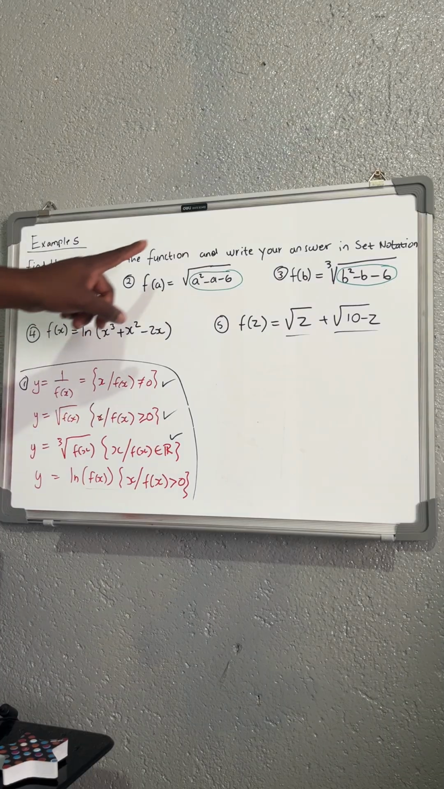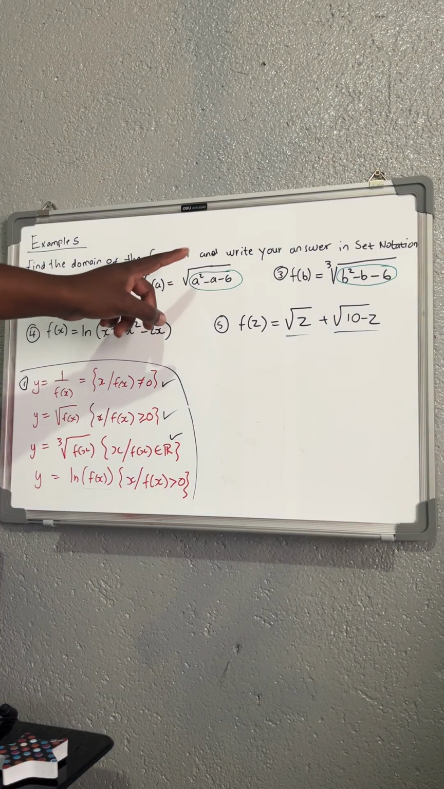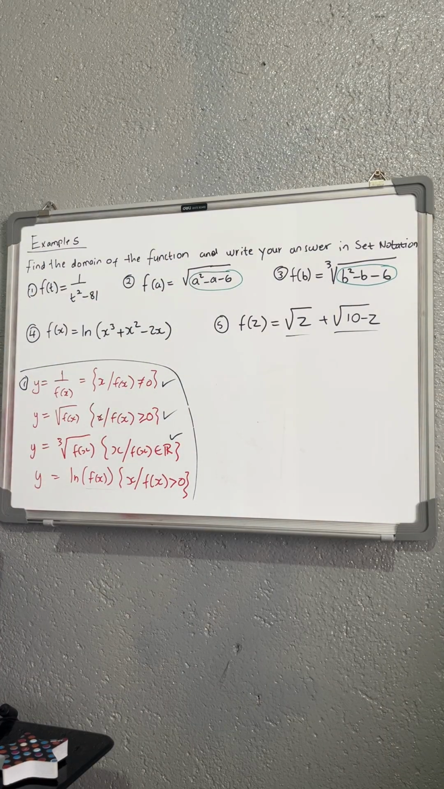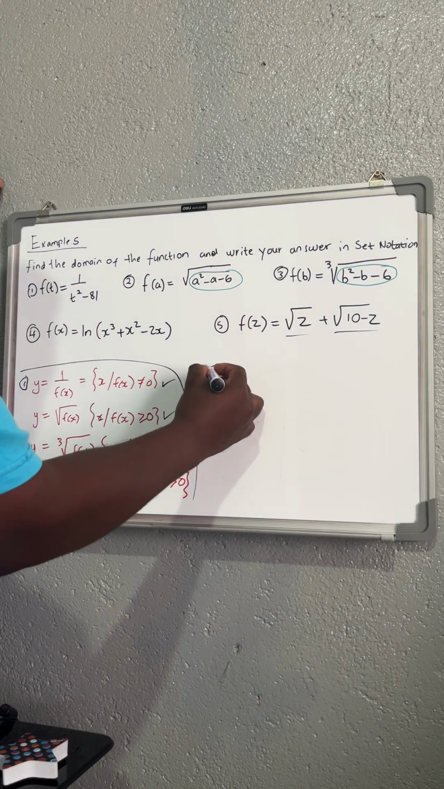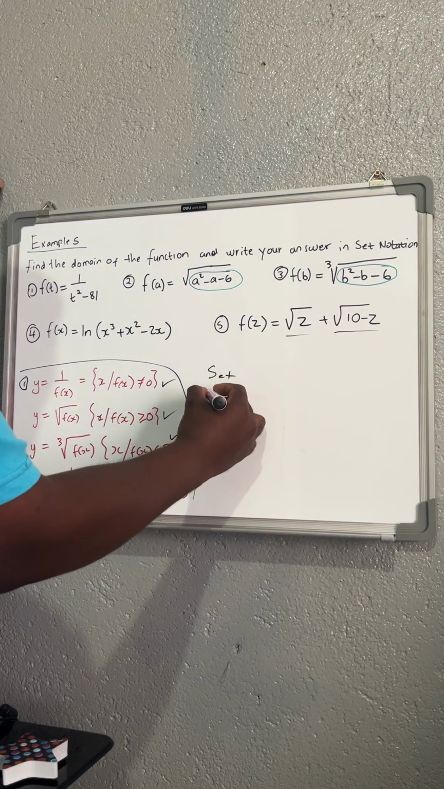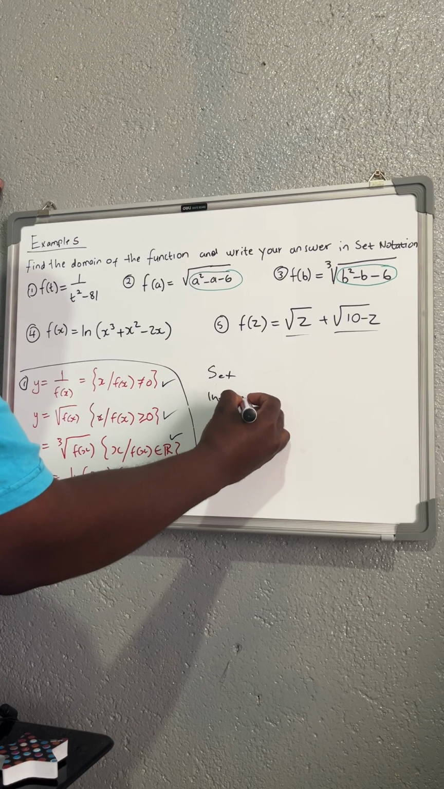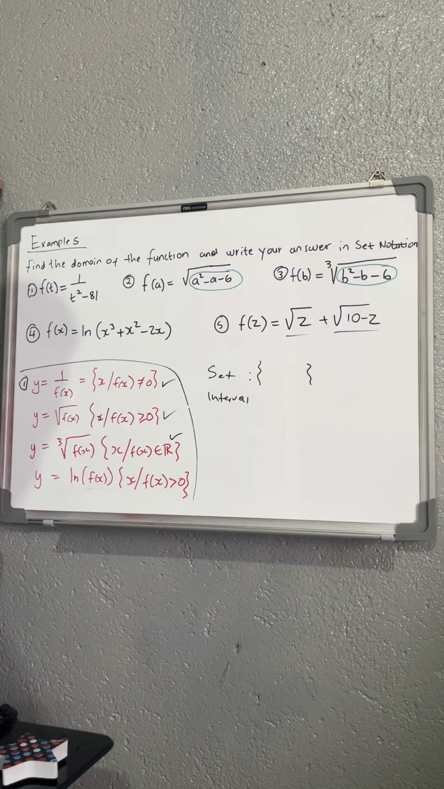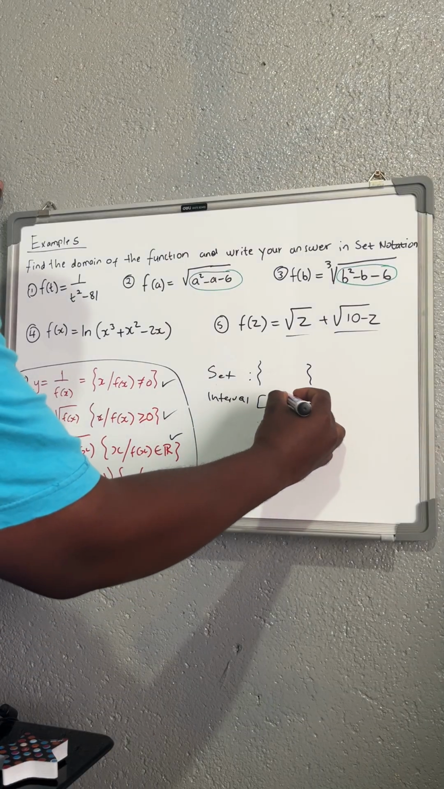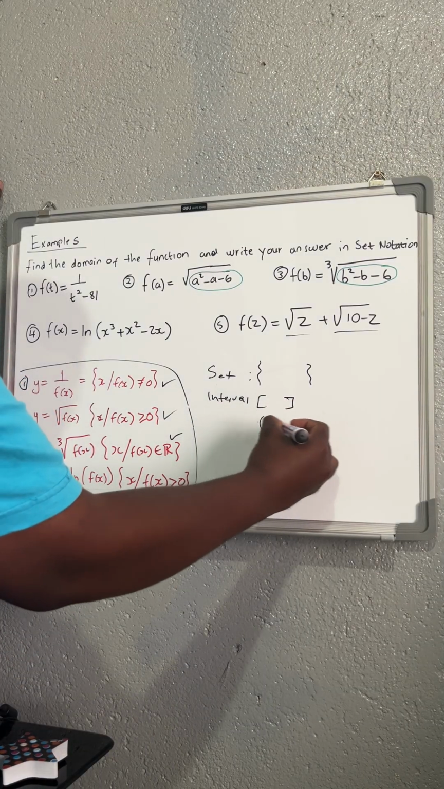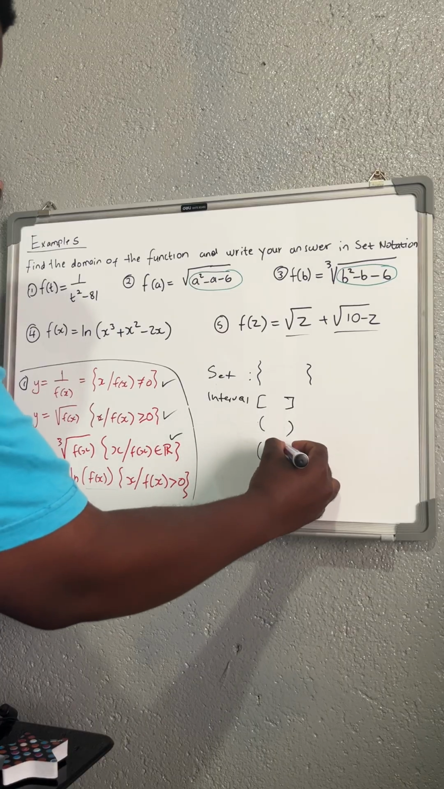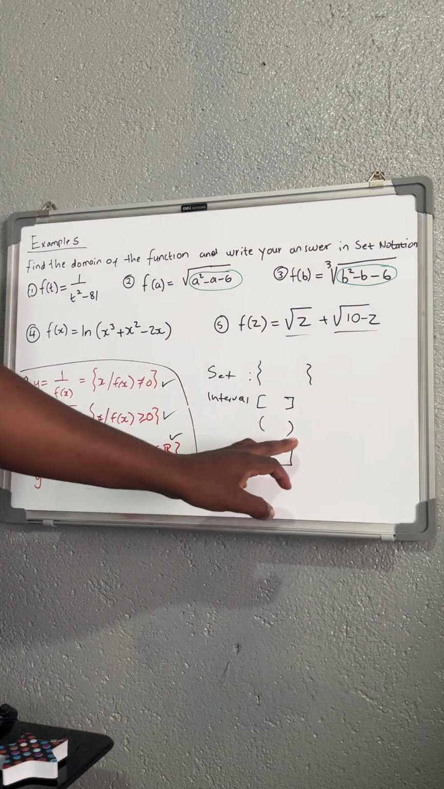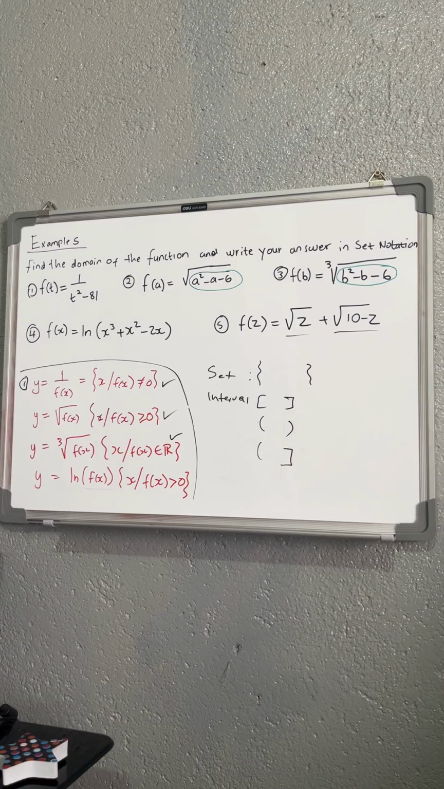So they said you should find the domain of the function and write your answer in set notation. Remember, we have the set and we have the interval. Your set, you'll always see with curly braces that look like this. Your interval could be something like this, or it could be like this, or it could be a combination of this and this. It depends on the type of restrictions and the question that you're being asked.